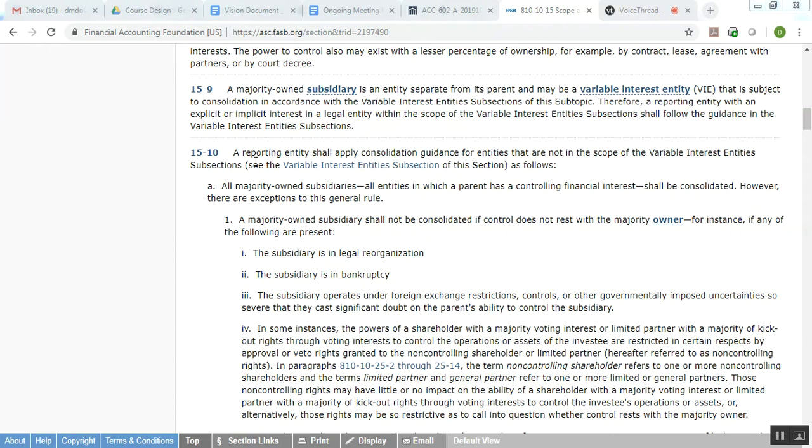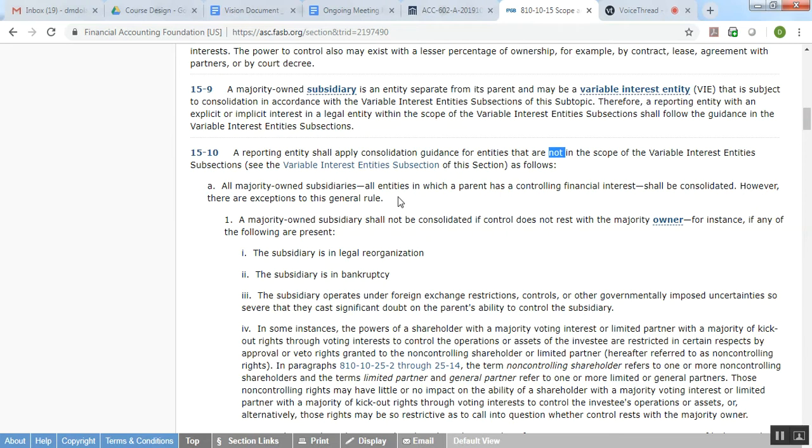All right, so here we see that a reporting entity shall apply consolidation guidance for the entities that are not in the scope of the variable interest entity subsections as follows. One of the things that the guidance likes to do is talk in negatives. So here, this is the guidance that you need to apply if you're not in the VIE, which means variable interest entity subsection. You have to make sure that you understand whether or not they're using "not." So this is the guidance if they're not a VIE or do not fall into that scope.